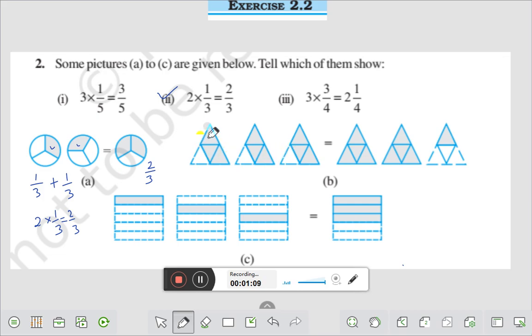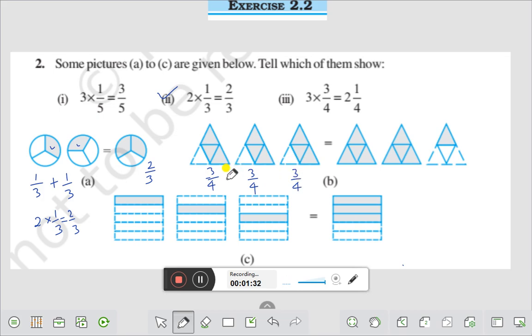Out of 4 parts, 3 parts are shaded. That means it is 3 by 4. It is also 1, 2, 3. 3 parts are shaded. It is also 3 by 4. And here also 1, 2, 3. 3 parts are shaded. It is also 3 by 4.